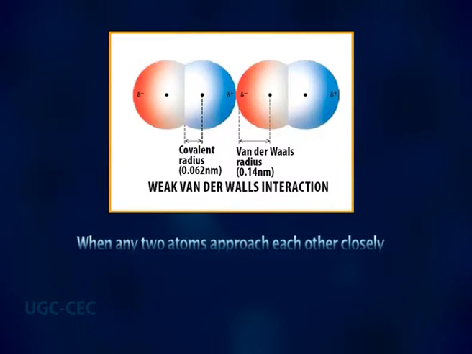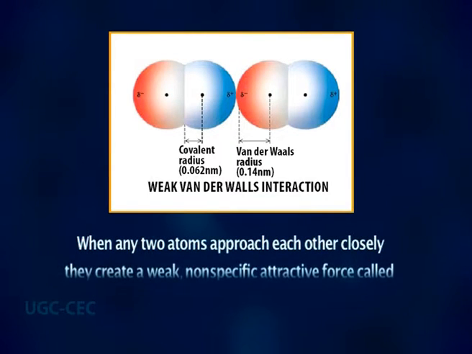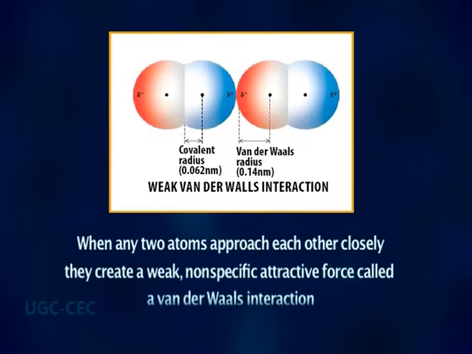When any two atoms approach each other closely, they create a weak, non-specific attractive force called a van der Waals interaction. These non-specific interactions result from the momentary random fluctuations in the distribution of the electrons of any atom, which give rise to a transient, unequal distribution of electrons.